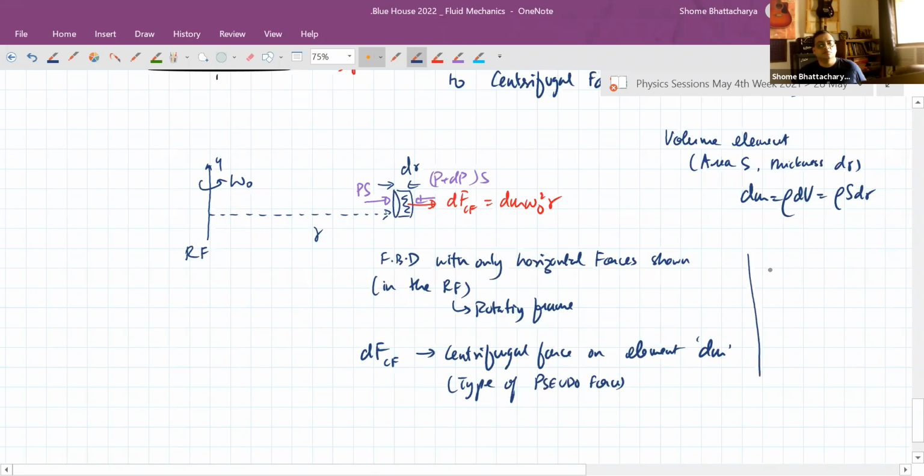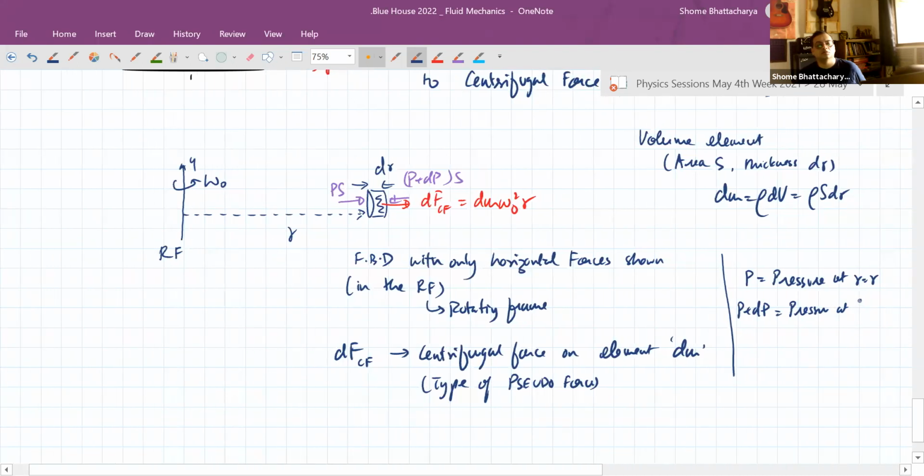Now notice again here, P is equal to the pressure at r equal to r. P plus dP is the pressure at r equal to r plus dr. So the incremental pressure dP is del P by del r into dr, where this del P by del r term is the radial pressure gradient that we're talking about.